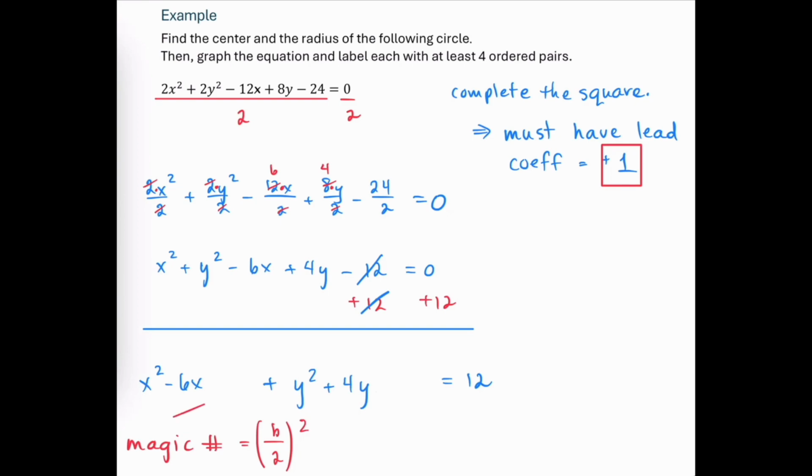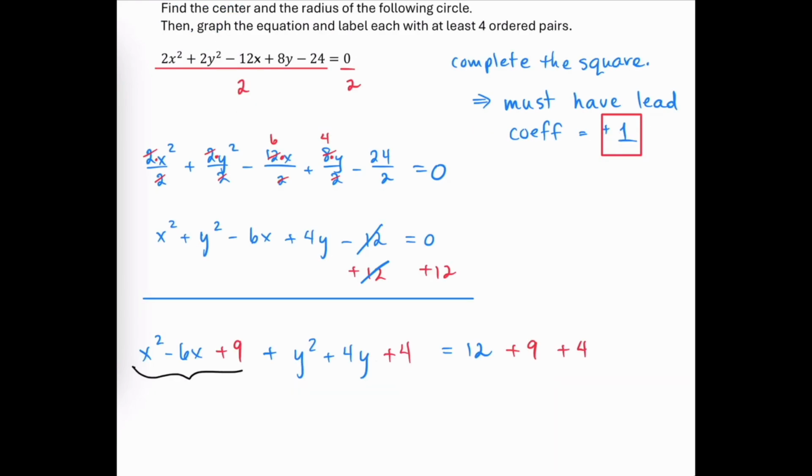So to get the magic number for the x terms, the b coefficient is -6. We divide that by 2 and then square the quantity to get -3 quantity squared, which is 9. So we add 9 into the x terms to complete the square, but we also have to add 9 to the other side to maintain the balance of the equation. To get the magic number for the y terms, we're going to look at the b coefficient for the y's, which is 4, divide that by 2, square the quantity, so we have 2 squared, which is 4 here. So we add 4 into the left-hand side to complete the square, and also 4 to the right-hand side to preserve the balance.